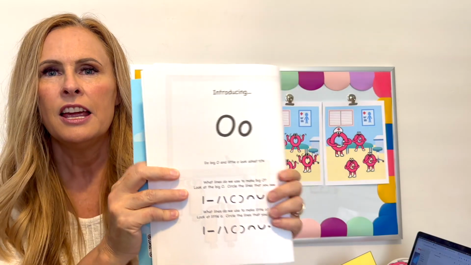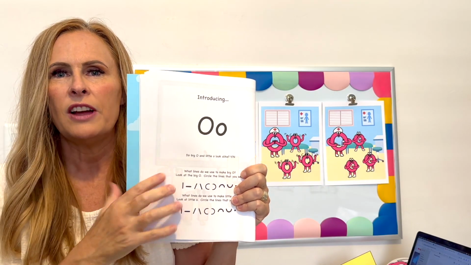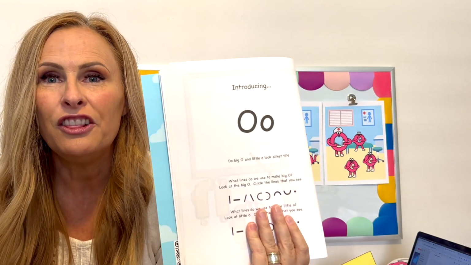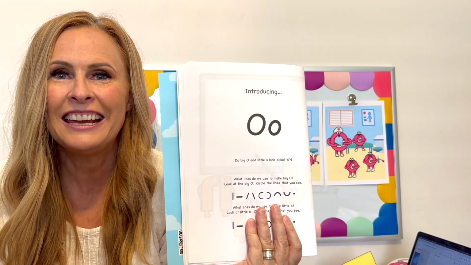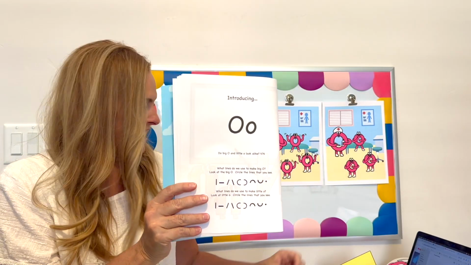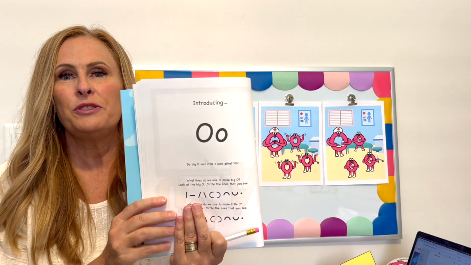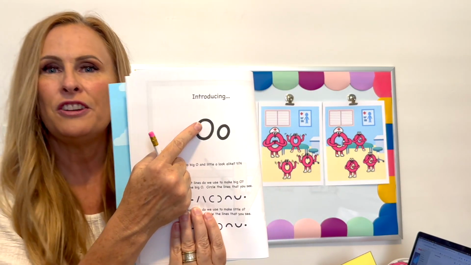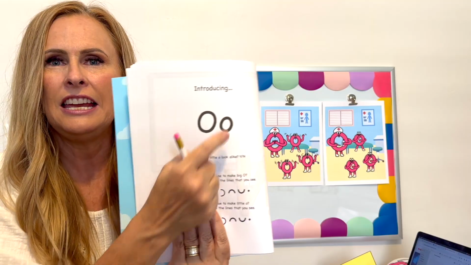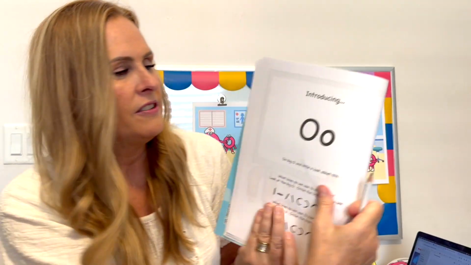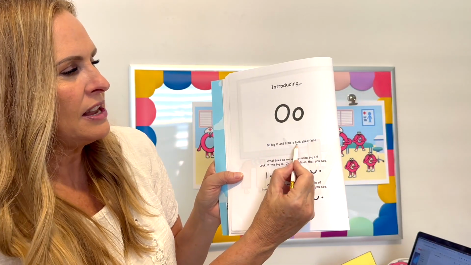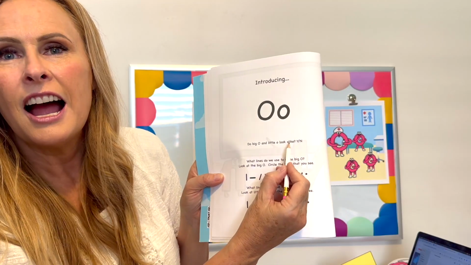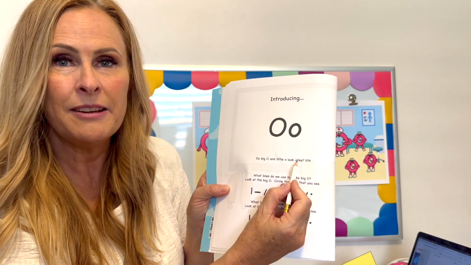We're going to look at the big O and the little O and decide if you think that they look alike. What do you think? Yeah, they look exactly alike, don't they? Just one is bigger than the other, but you use the same way to make each letter. So where it asks you here, do big O and little O look alike? I'm going to circle the Y, that means yes.